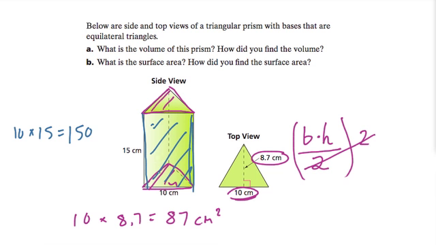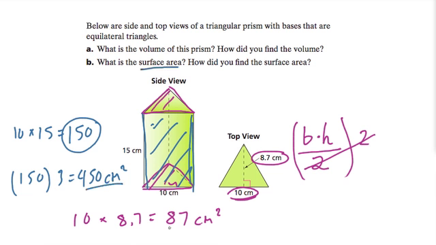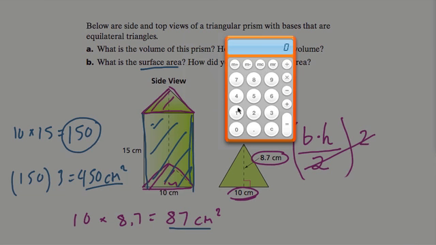Now this triangle is equilateral, which means all the rectangles around it have an area of 150. There are 3 rectangles, each with an area of 150. Altogether, the area is 150 times 3, which is 450 square centimeters. So now to get the total surface area, we just add 450 and 87. So now we just add all those areas. We add 450 plus 87. And that's our total area in this case, 537 square centimeters. It's just the sum of 3 rectangular faces and 2 triangular faces.